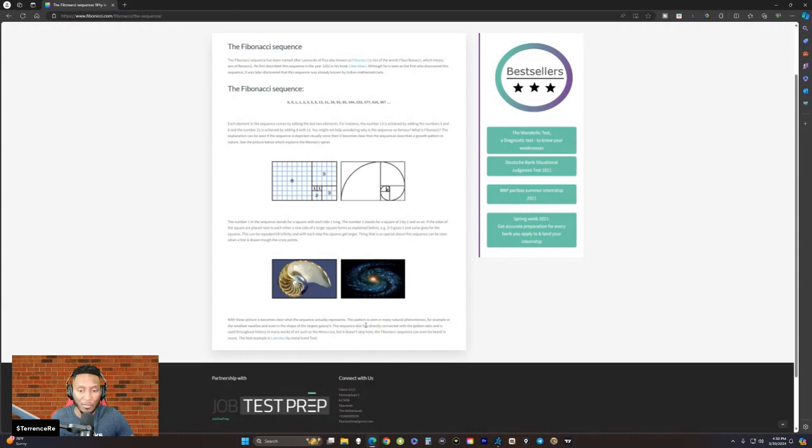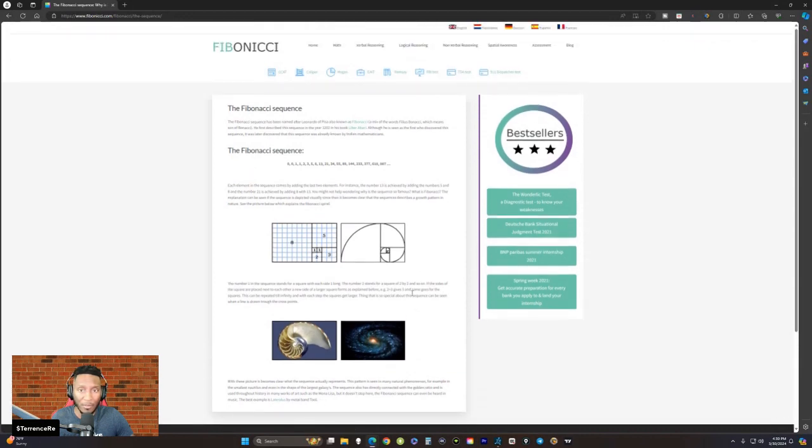The sequence is also directly connected with the golden ratio and is used throughout history in many works of art, such as the Mona Lisa. But it doesn't stop there. The Fibonacci sequence can even be heard in music. The best example is Lateralus by metal band Tool. I'm not familiar with that.